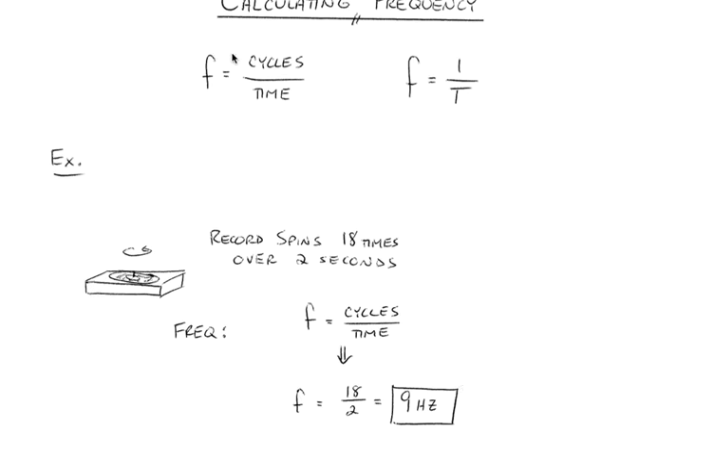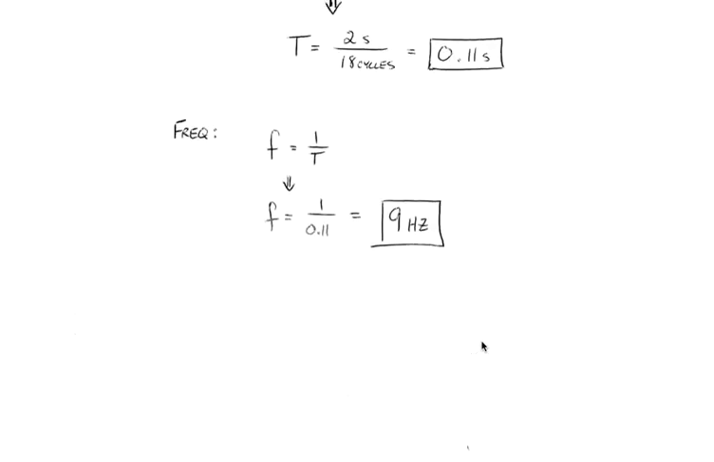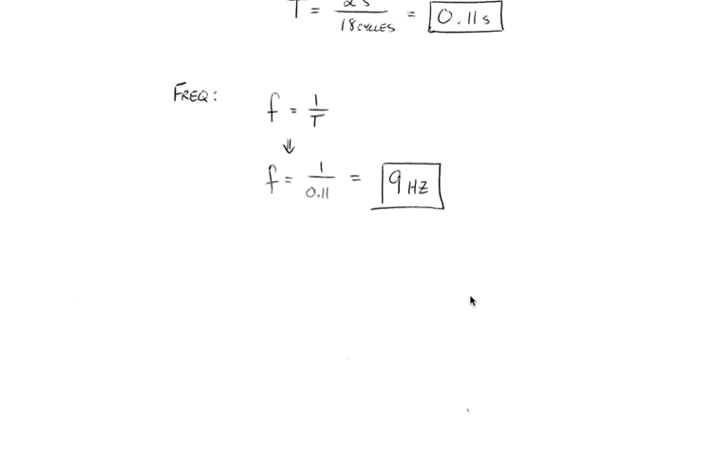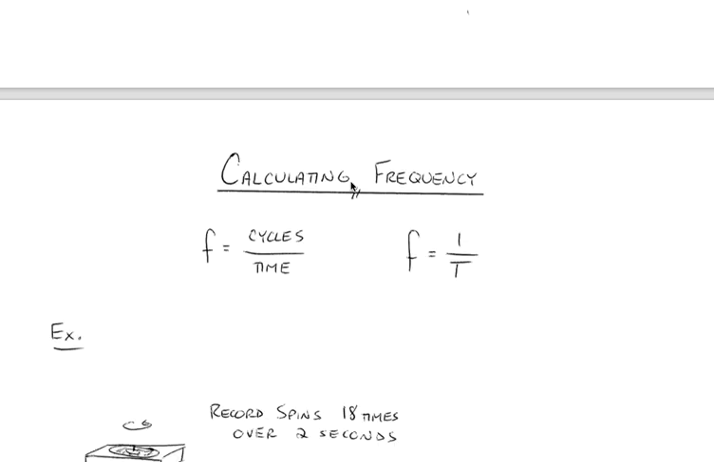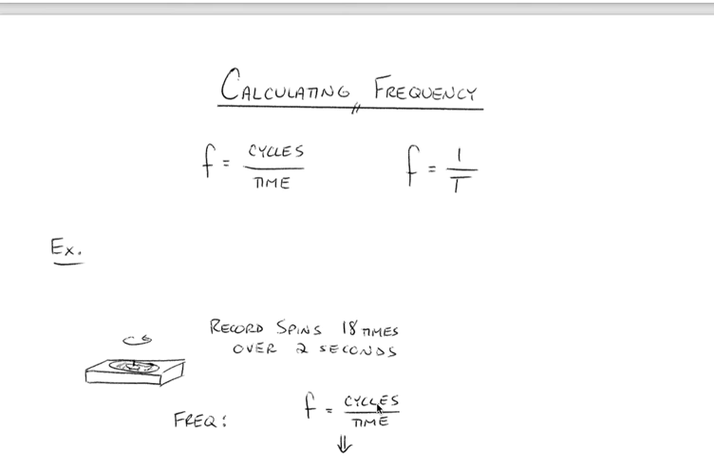So I'll use my first equation, cycles divided by time. Well, if I can complete 18 cycles in 2 seconds, if I divide those numbers, I find that I can actually complete 9 cycles in 1 second, which is what frequency is, the number of cycles in 1 second using the unit of hertz. So the frequency here is 9 hertz, which you'll see we found before using the period calculation, the inverse relationship. Now I found it using my actual frequency equation.